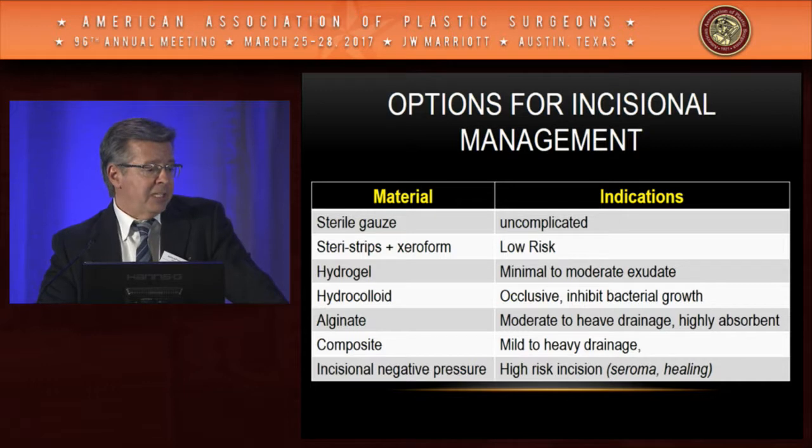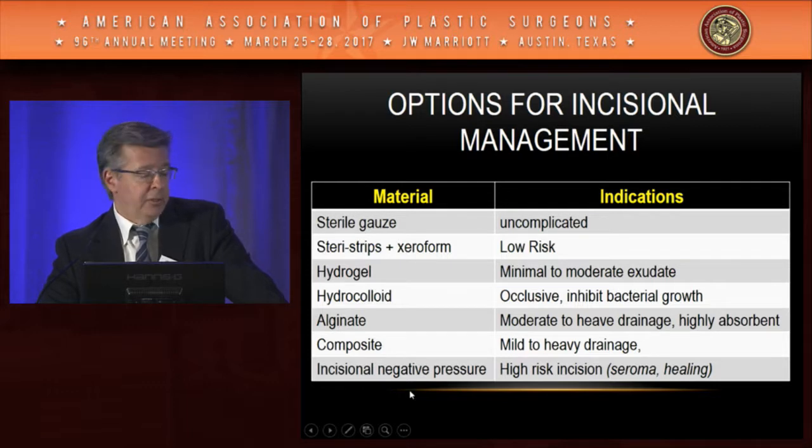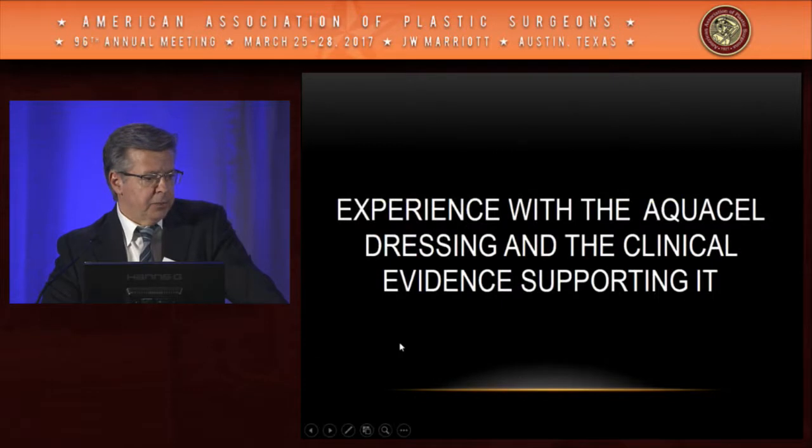We saw this in the last module, options for incisional management, and it ranges anywhere from sterile gauze to incisional negative pressure devices. And there are a variety of incisional negative pressure devices on the market now, some of which you'll be able to see out in the exhibit area. But some of the other things are Xeroform for low risk, hydrogels for minimal to moderate exudate, the hydrocolloids, alginates, and the composites, which is really what we're going to focus on with this presentation.